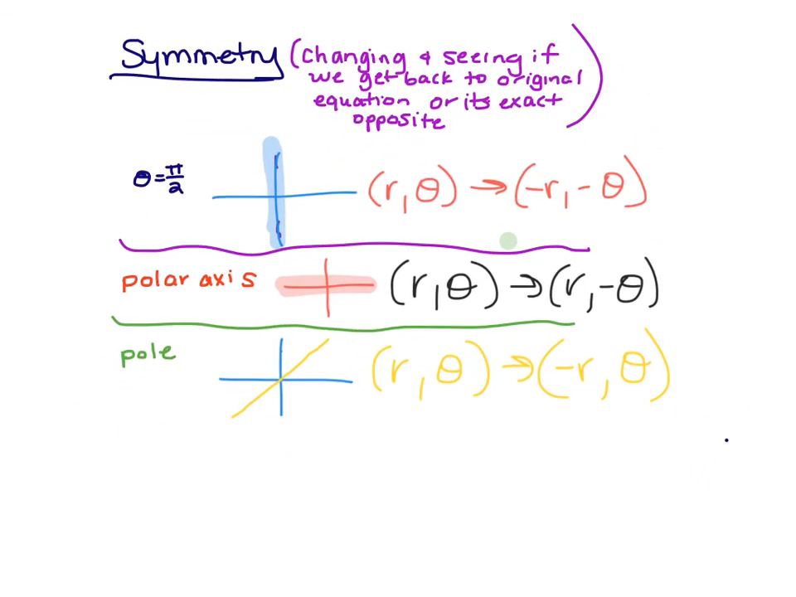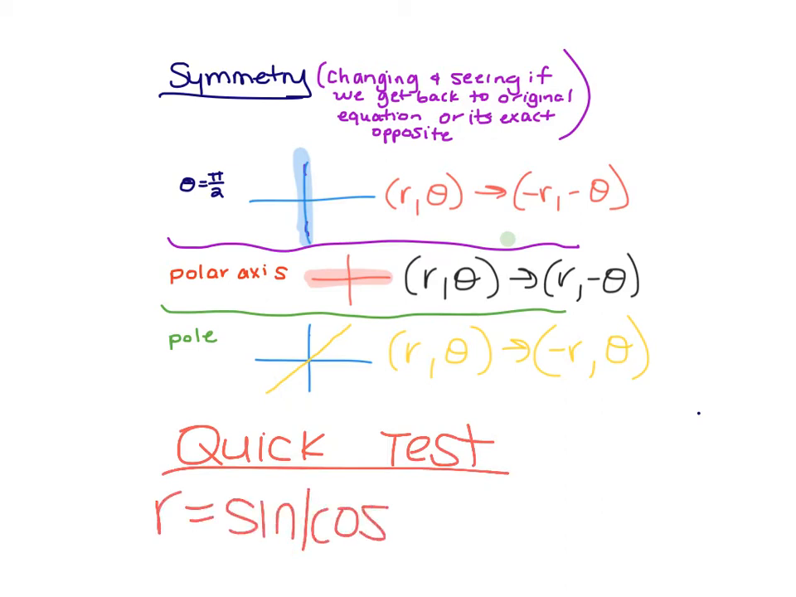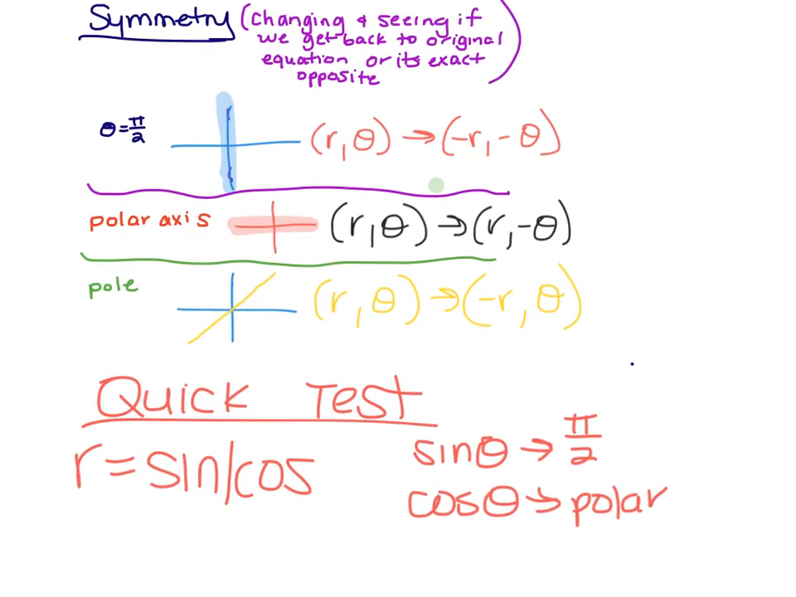And then we said that there's two short tests. The quick test only works if it's r equals sine or cosine. It does not work if it's r squared. But if it is r equals, then if it's sine, we'd say it's symmetric to the pi over 2 line, because that's my y-axis and sine is y. And if it's cosine, we say it's symmetric to the polar axis, because remember, cosine is our x and the polar axis is our x-axis. So those were the quick tests, just to know from looking at it. Again, r has to be raised to the first power. You can't use r to the second to do that.